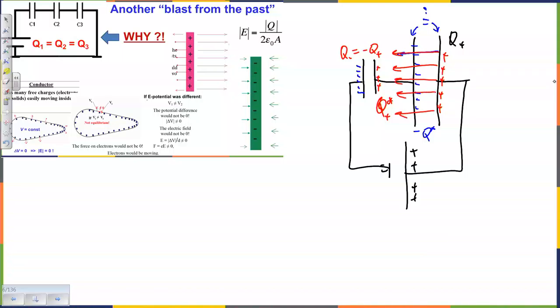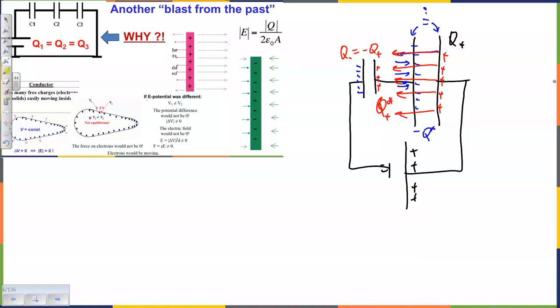Let's say these two charges are different. In that case, we should have an electric field like this. But we also should have an electric field like this, two plates, exactly like we did before. And if the charges are not equal to each other, the net electric field outside would not be equal to zero. If the net electric field is not zero, it acts on the moving electrons, so it's not equilibrium.